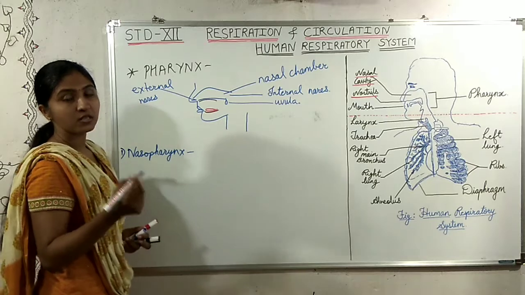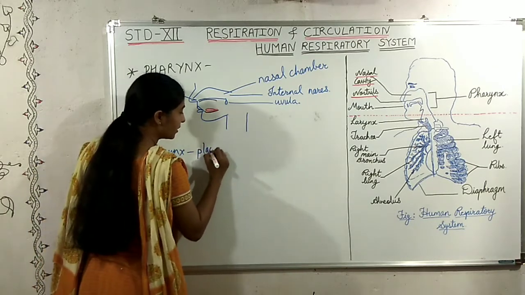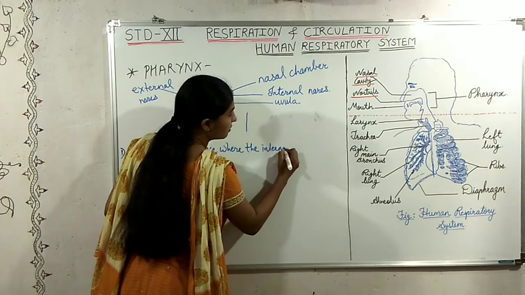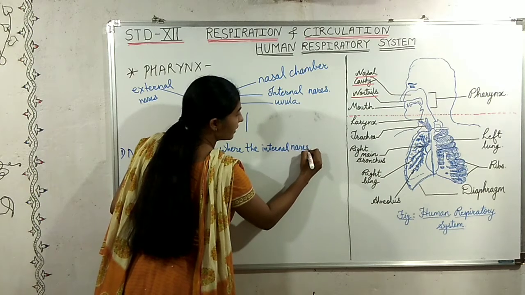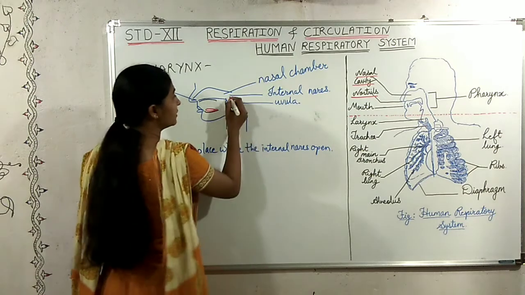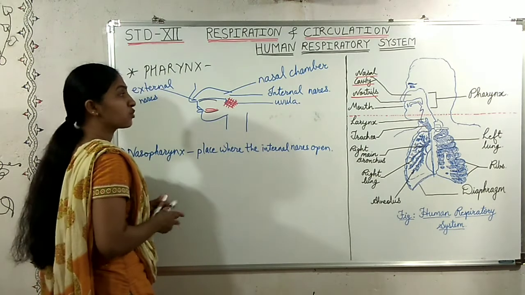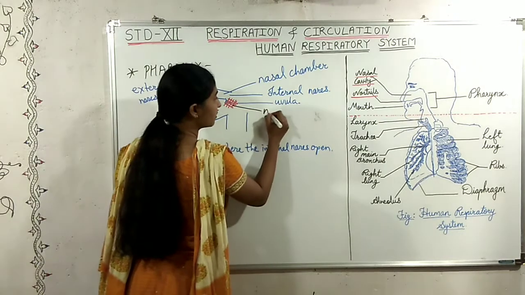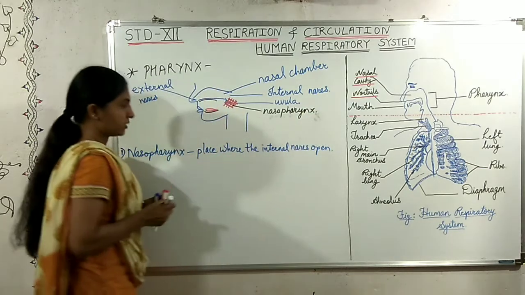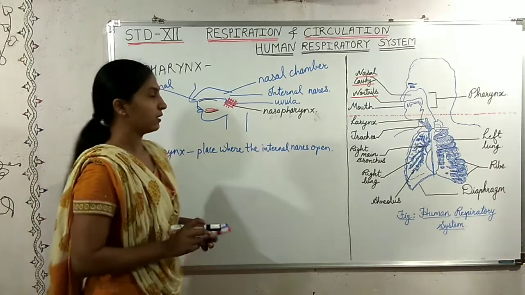This nasopharynx is the place where the internal nares open. Here, this place where the internal nares open, this is the nasopharynx. This nasopharynx also has the openings of the eustachian canal.